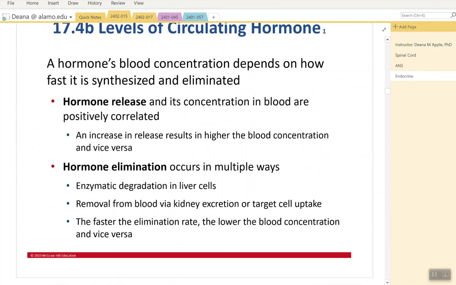Okay, so the blood concentration of a hormone depends on how fast you can make the hormone and how fast you're breaking down the hormone. So hormone release is positively correlated with blood hormone levels. The more you release, the higher your blood hormone levels. Hormone elimination, however, can occur through different mechanisms. So release typically happens on one side. Elimination depends on the hormone. It can either be degraded in the liver, it can be eliminated in the kidneys, or it can be metabolized down by other proteins. That's not as common. The faster you eliminate the hormone, the faster you have to make the hormone if you're trying to keep consistent hormonal concentrations. Does this make sense?